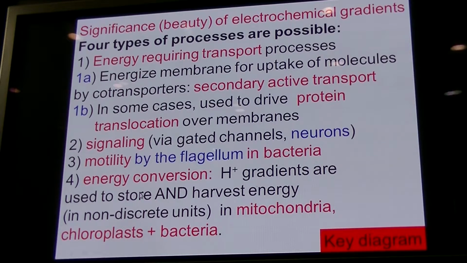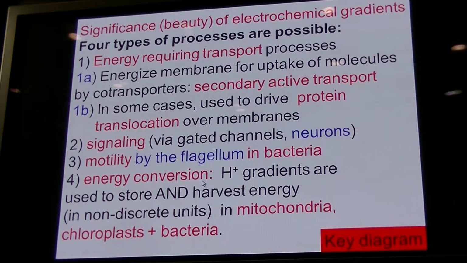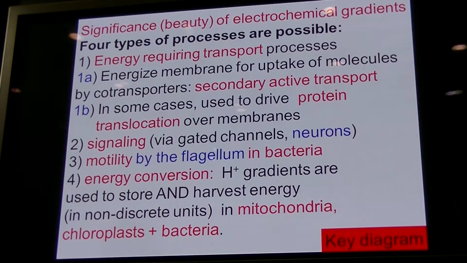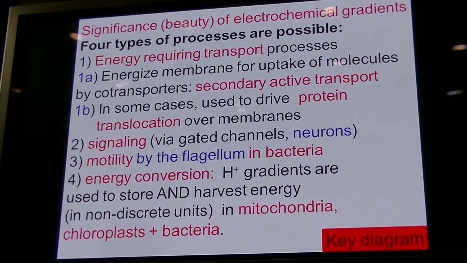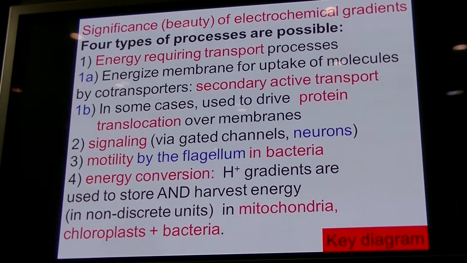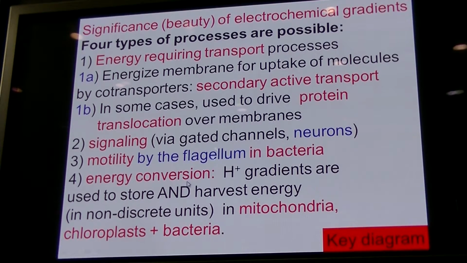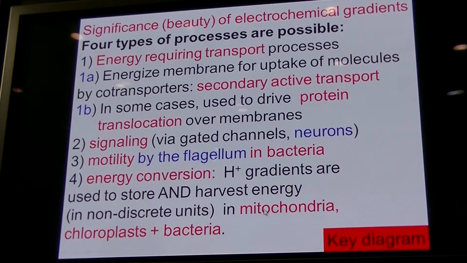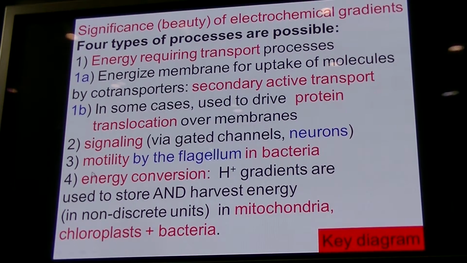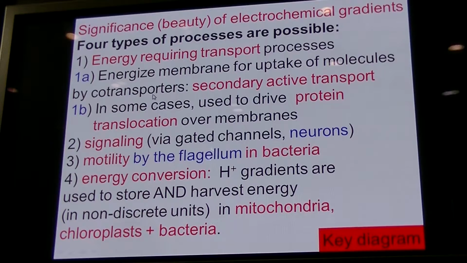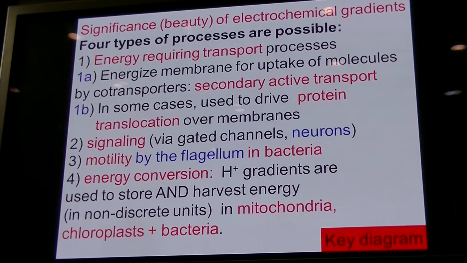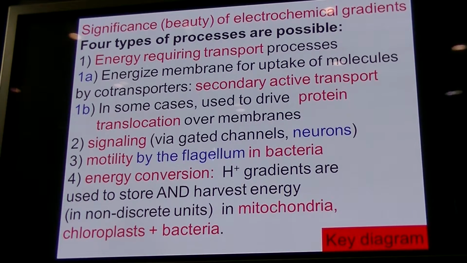And then finally, the whole mechanism by which ATP is formed in mitochondria and in chloroplasts, as well as in bacteria, involves these electrochemical gradients, specifically proton gradients. So we call it energy conversion. So you need to know these 4 or 5 main points of why electrochemical gradients are so important in life. If I ask you, you need to know at least 3. Okay, so that's something you have to remember.